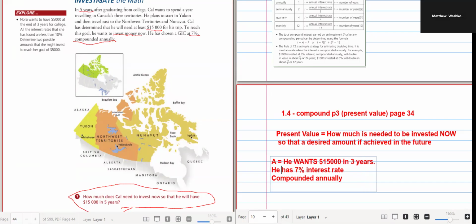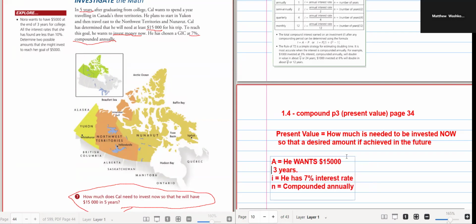So we already know what the A is. We know what the I is. We know what the N is. We know what the T is. What we don't know is the principal. We're trying to find the principal, so it's discovering the principal's amount.